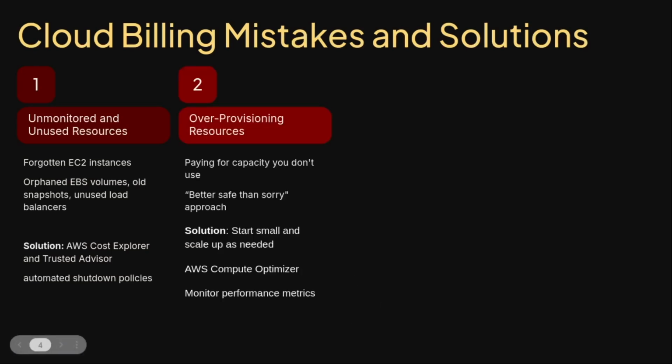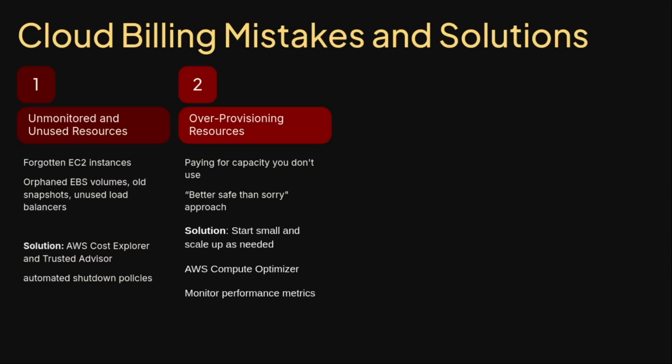Number 2. Over-provisioning of resources. We have all been there, selecting that extra large instance just to be safe. It's the cloud equivalent of buying a Ferrari to drive to the grocery store. The beauty of the cloud is its elasticity, yet many of us still provision like we are buying physical hardware.